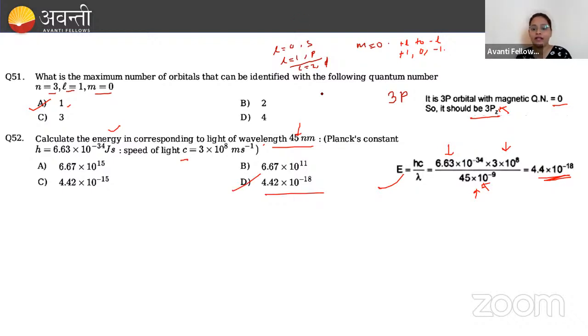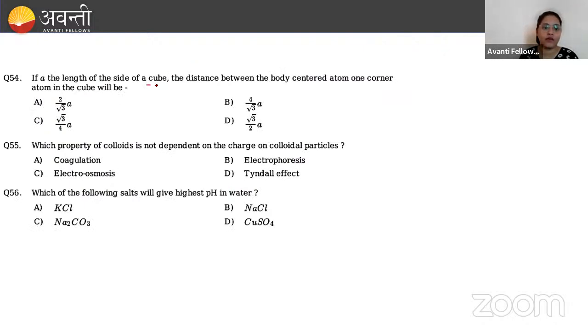Okay, any doubt regarding this? Let's move on to the next problem. If a is the length of the side of a cube, the distance between the body-centered atom and one corner atom in the cube will be? So what will be the distance between the body-centered atom and the atom present at one corner? This is our cube, and the distance is root 3a by 2. So that is option D, right, option D.